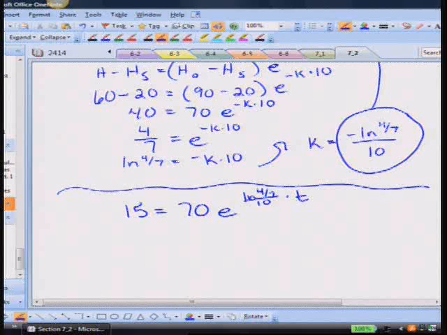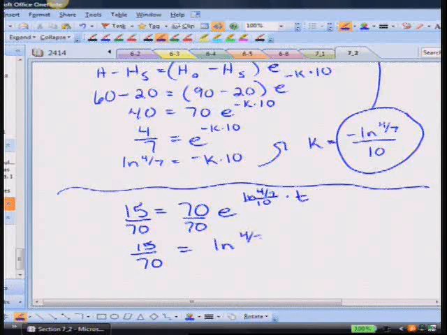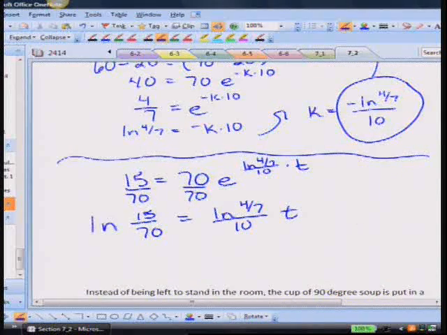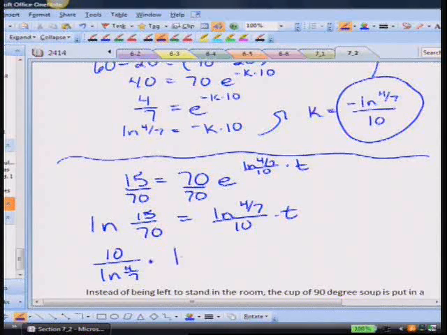To solve this, you need to divide both sides by 70. So you get 15 over 70 equals e to the ln 4/7 divided by 10 t. Take the ln of this. So the ln of 15/70 equals the ln of this times t, because the ln of e is 1. And then you have 10 over the ln of 4/7 times the ln of 15/70 equals t. Can you try it? I hope it works.